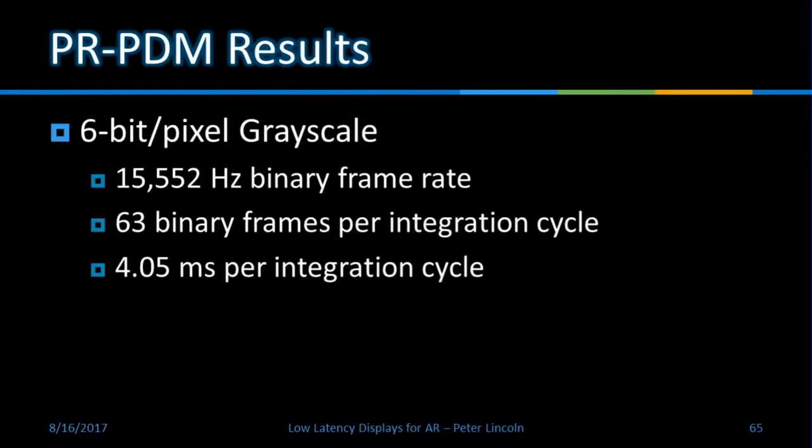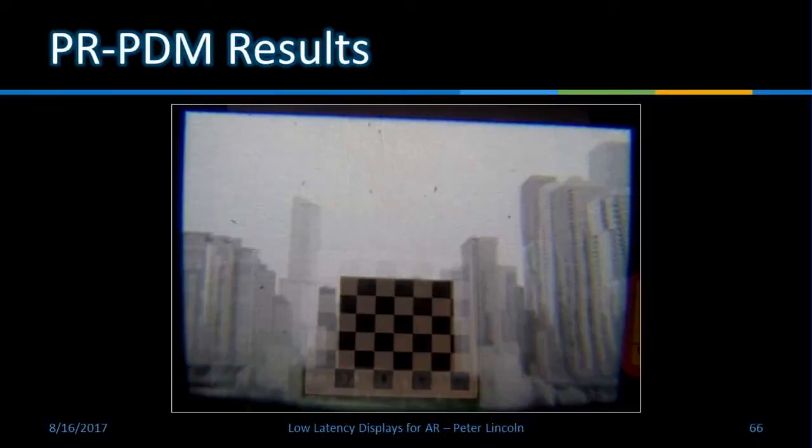And so with this particular modulation scheme, for 6-bit per pixel grayscale, we got 15,552 hertz binary frame rate. For 6 bits, it only required 63 binary frames per integration cycle. That's the cycle required to produce a grayscale value. And that was, for this particular system, about 4 milliseconds. And so visually, it looks pretty good.